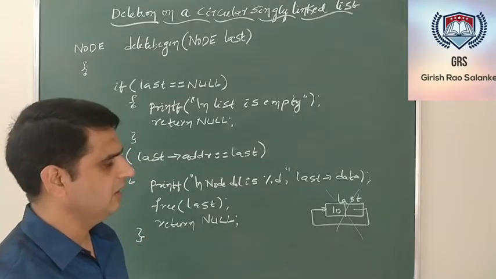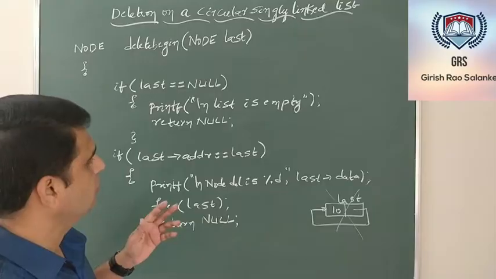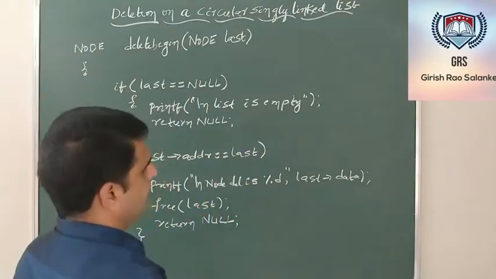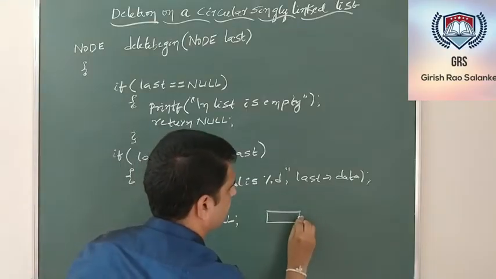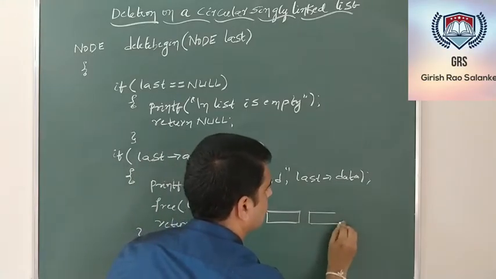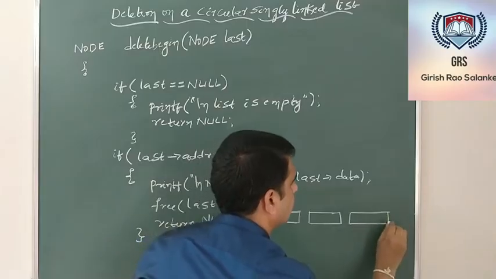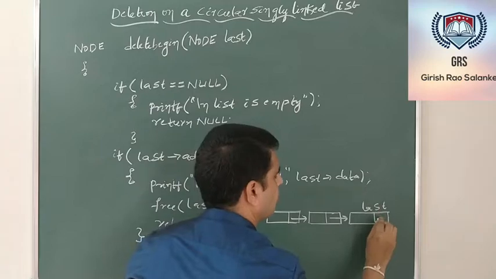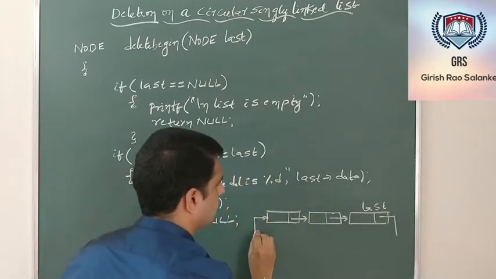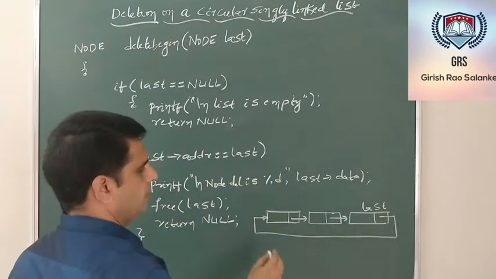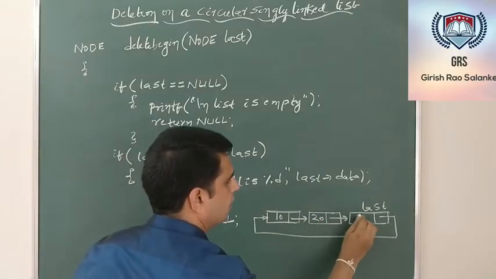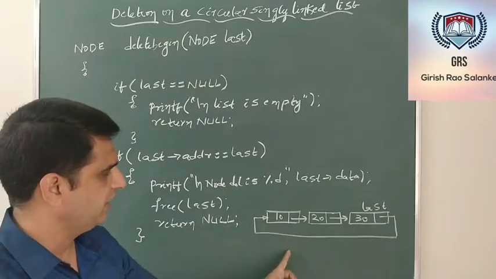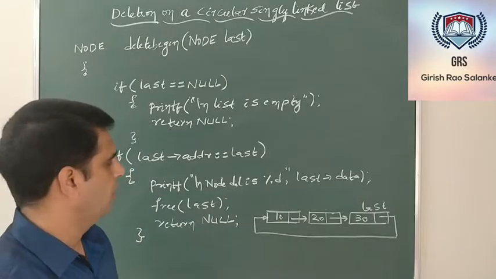So if this is not the case, what are we supposed to do? We are supposed to assume that my list looks something like this. This is my list, wherein 10, 20, 30. What I am supposed to do? I am supposed to delete the node at the beginning of the list. That means I need to delete 10. Now how to perform this?